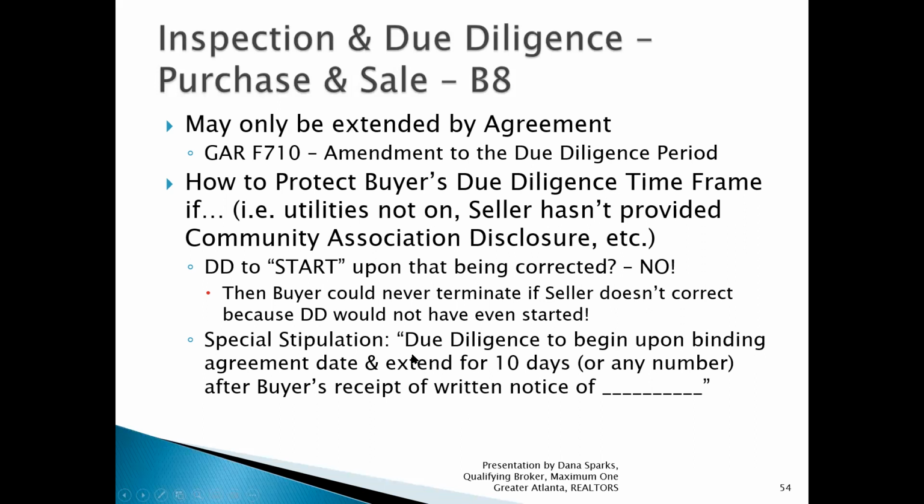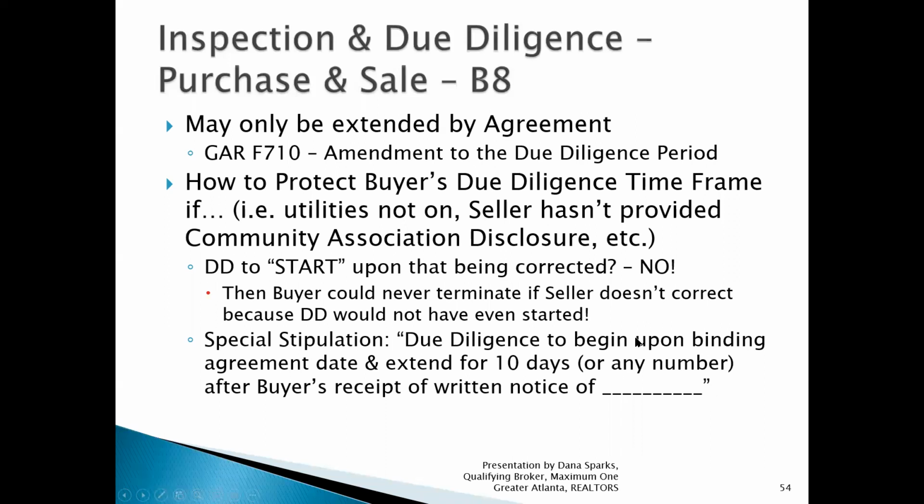The very bottom part of this slide, you guys need to write this down or take a picture of this. You buyer's agents, you always want due diligence period to begin when you go binding. Then you're going to extend it for a certain number of days after the seller does what they need to do. So in my example, you're a buyer's agent, showing the property, no utilities on, they go binding. Before you're binding, you're going to add a special stipulation: due diligence period to begin upon binding agreement date and to extend for 10 days or whatever number of days after buyer's receipt of written notice that seller has turned on all utilities and made them operational.